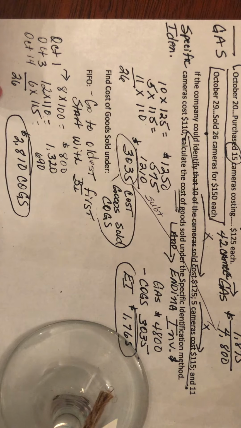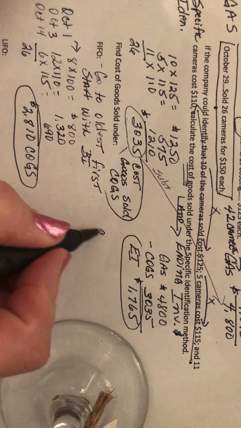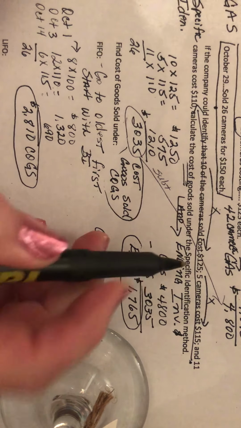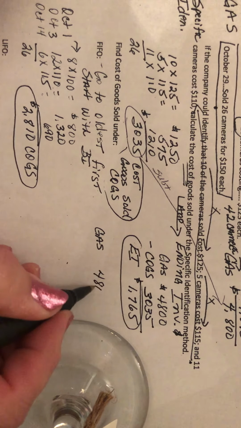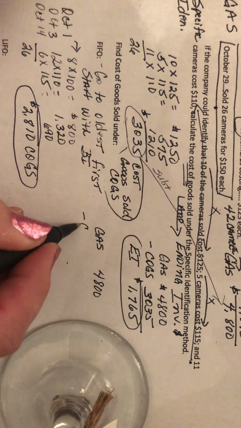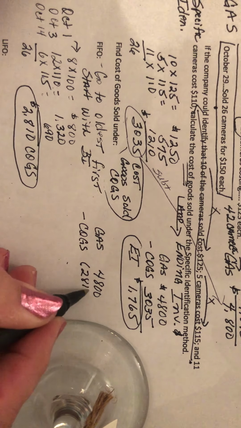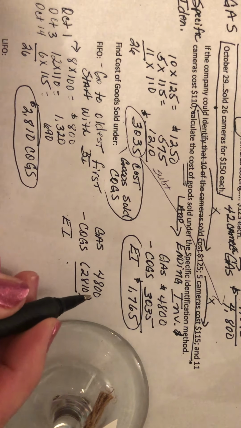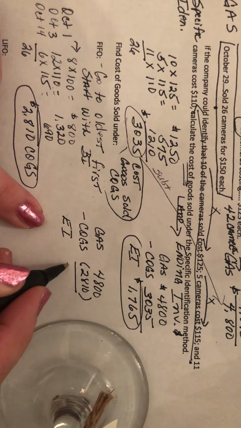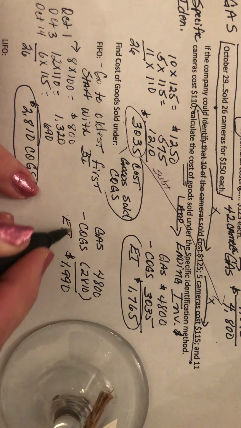Okay. Now to get ending inventory, you go get your goods available for sale, which was up here, okay, 4,800 minus cost of goods sold, and that will give you your ending inventory, or what you have left there, and that's going to be $1,990.